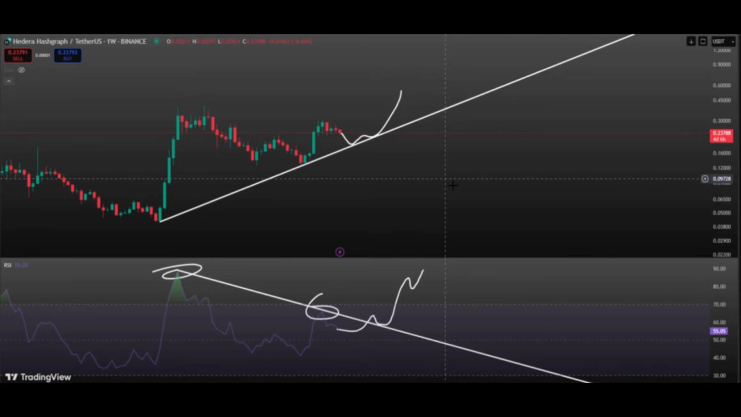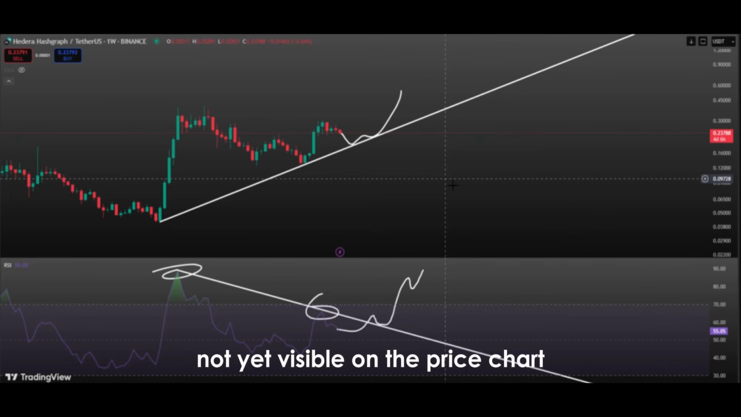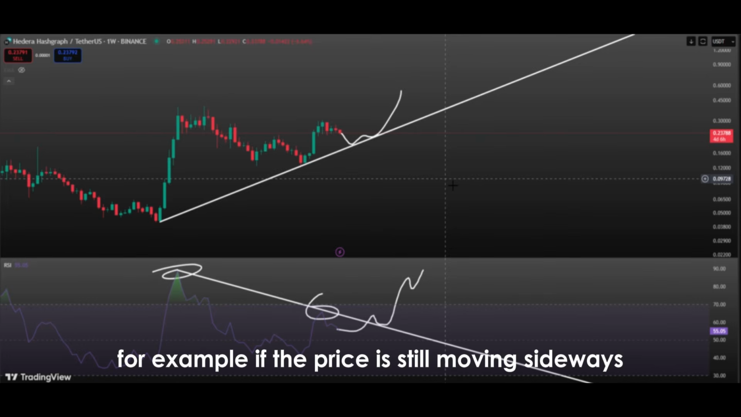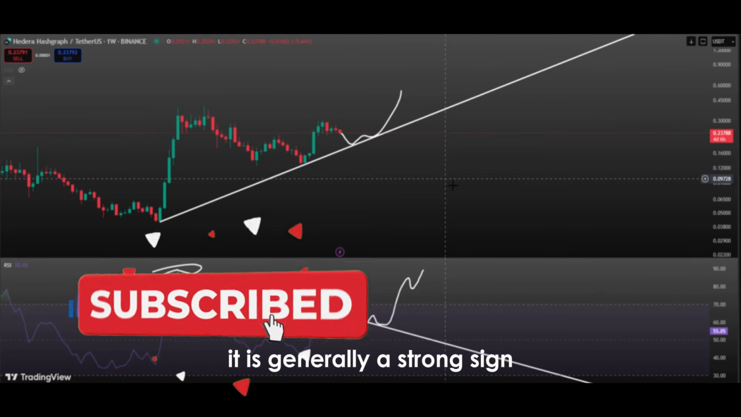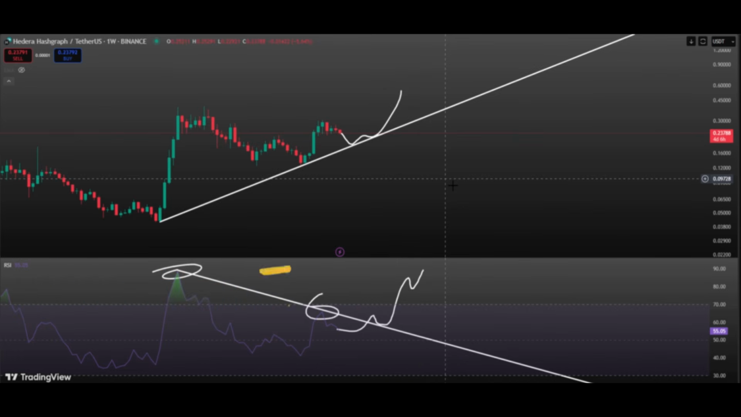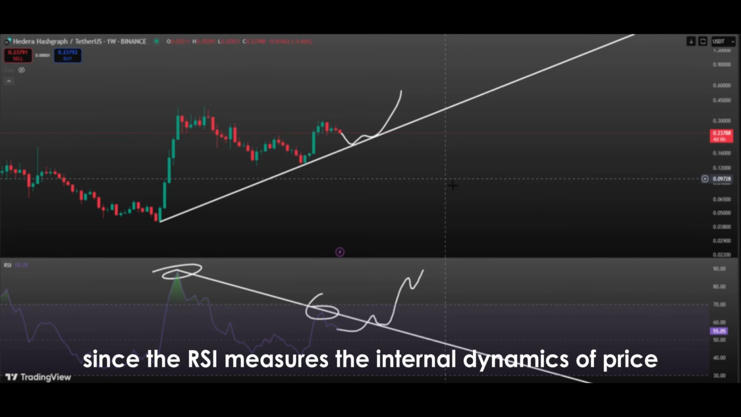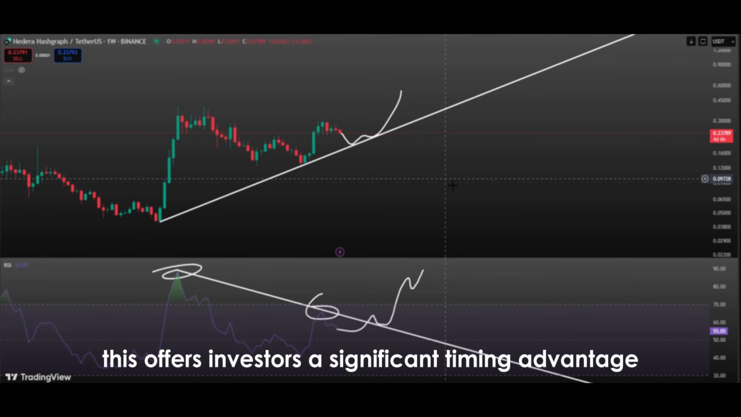the price. Sometimes RSI breakouts develop in sync with price, and other times they signal movements not yet visible on the price chart. For example, if the price is still moving sideways but the descending trend on the RSI breaks, it is generally a strong sign that the price will launch an upward attack in a very short period. Since the RSI measures the internal dynamics of price, it can provide leading information about future price movements. This offers investors a significant timing advantage.